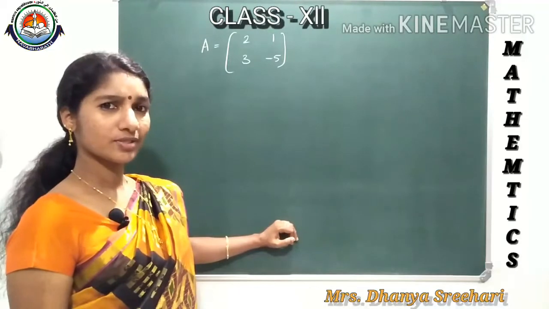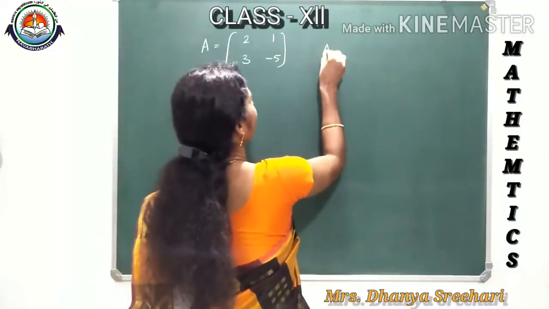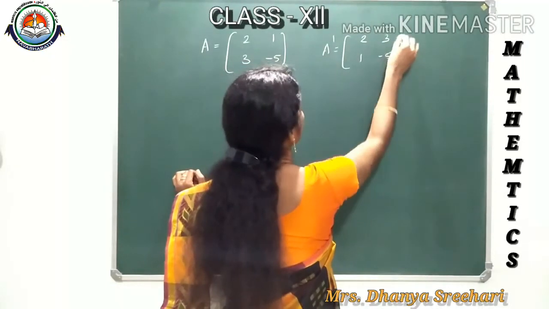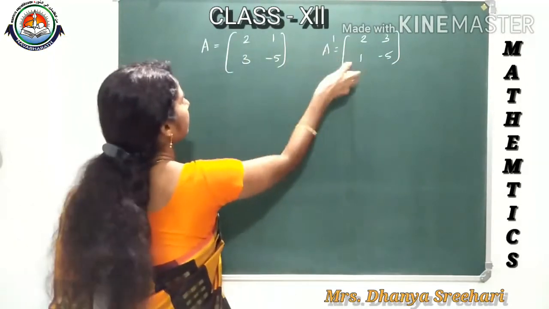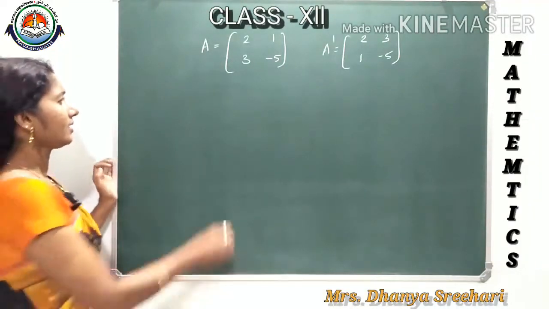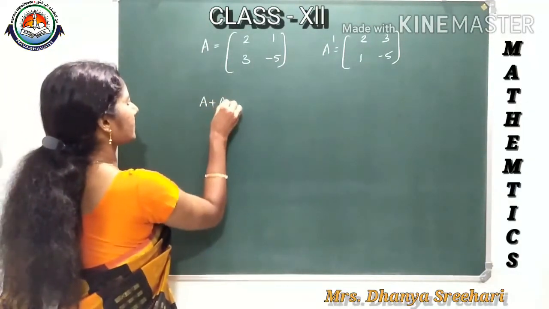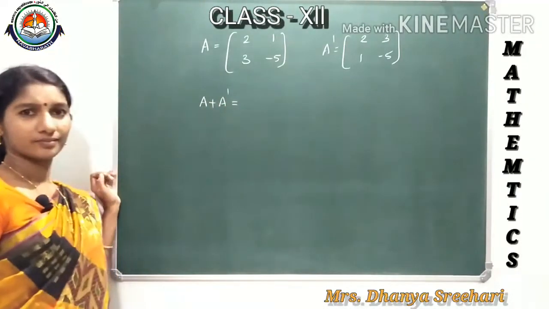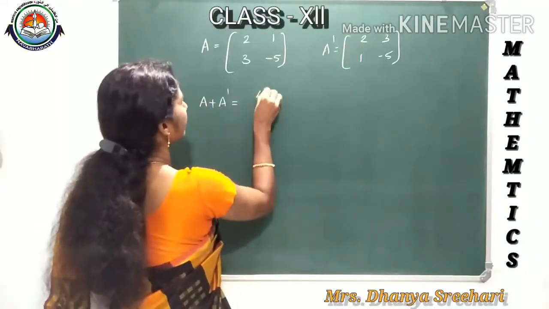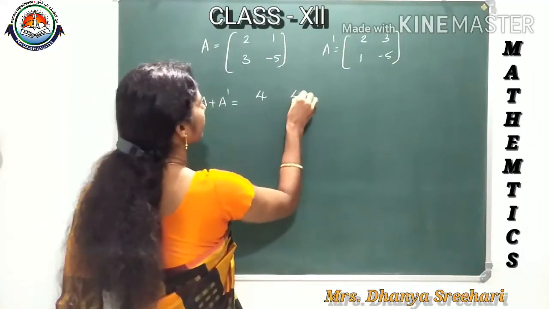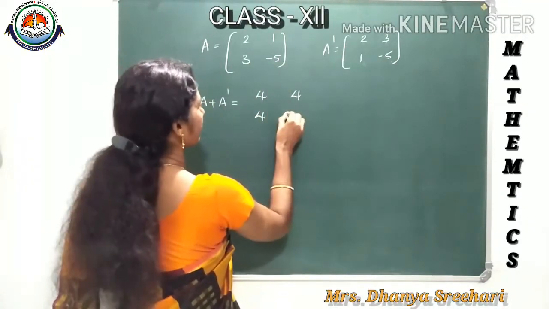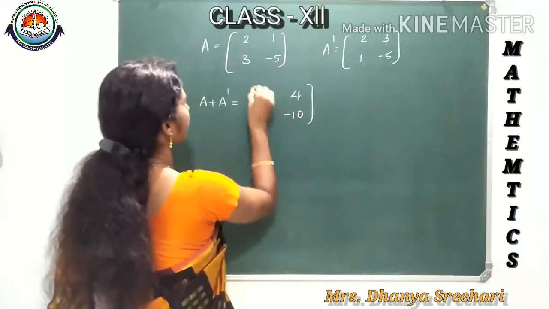What about A transpose? A transpose is equal to 2, 1, 3, minus 5. Okay. What will we get for A plus A transpose? A plus A transpose is equal to 2 plus 2, 4, 1 plus 3, 4, 3 plus 1, 4, minus 5 plus minus 5, minus 10.